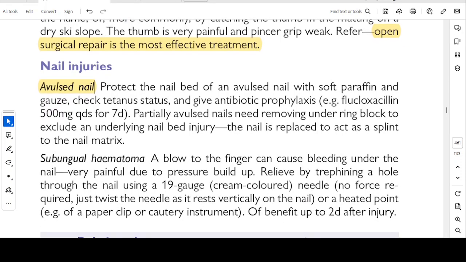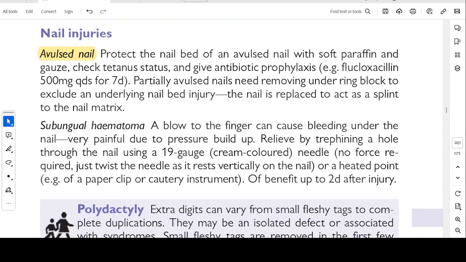Avulsed nail. Protect the nail bed of an avulsed nail with soft paraffin and gauze, check the tetanus status, and give antibiotic prophylaxis: flucloxacillin 500 mg QDS for 7 days. Partially avulsed nails need removing under ring block to exclude an underlying nail bed injury. The nail is then replaced to act as a splint to the nail matrix.